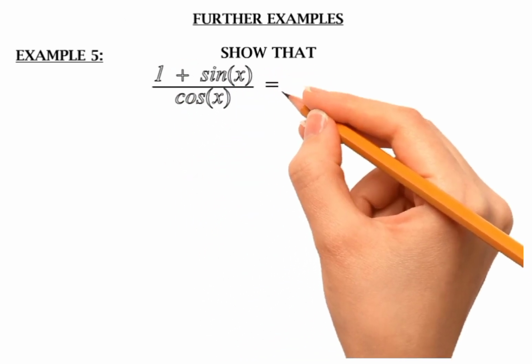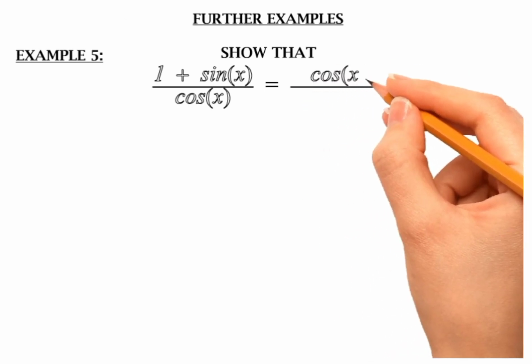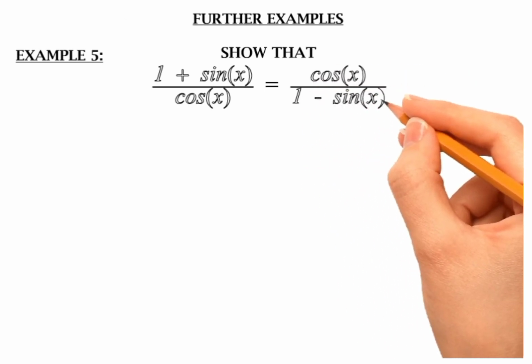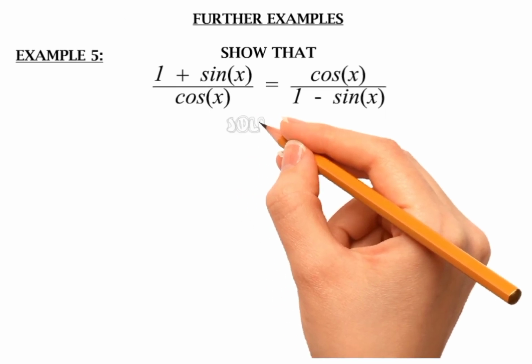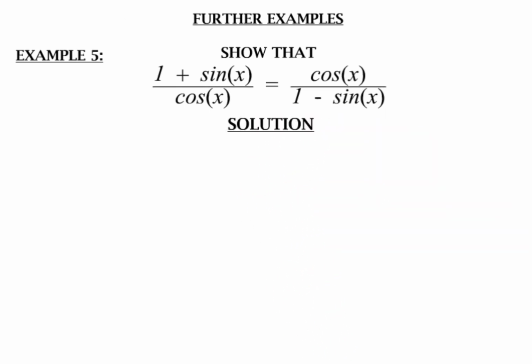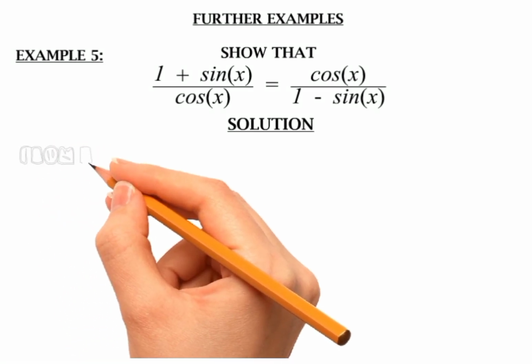Example 5. We want to prove that (1 plus sin x) over cos x is equal to cos x over (1 minus sin x). This is a very nice question. You can start this proof from either the left-hand side or the right-hand side. You will undergo the same stress either way. I will like to start my proof from the right-hand side.